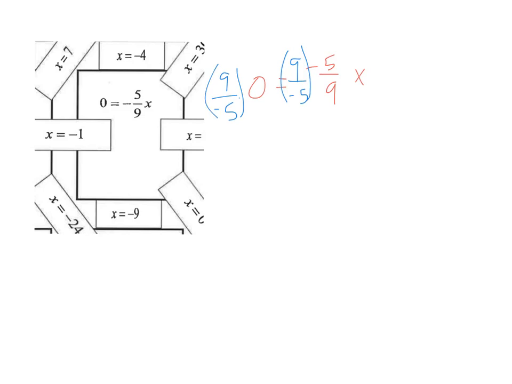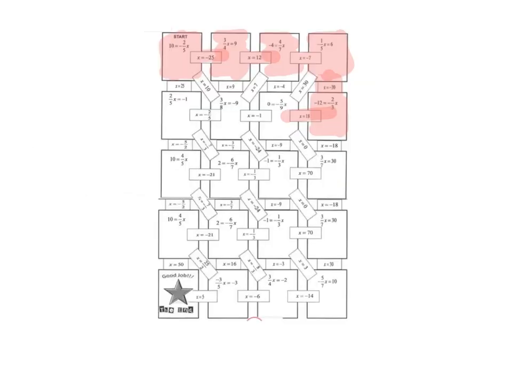So this is equal to 1, right? Because that would be negative 45 over negative 45. Negative 45 over negative 45 is a copycat fraction. That's 1. 1 times x is just x. Over on the left, what's 0 times anything? 0 times anything is 0. So I get x equals 0. So x equals 0 is going to lead us down and to the right.